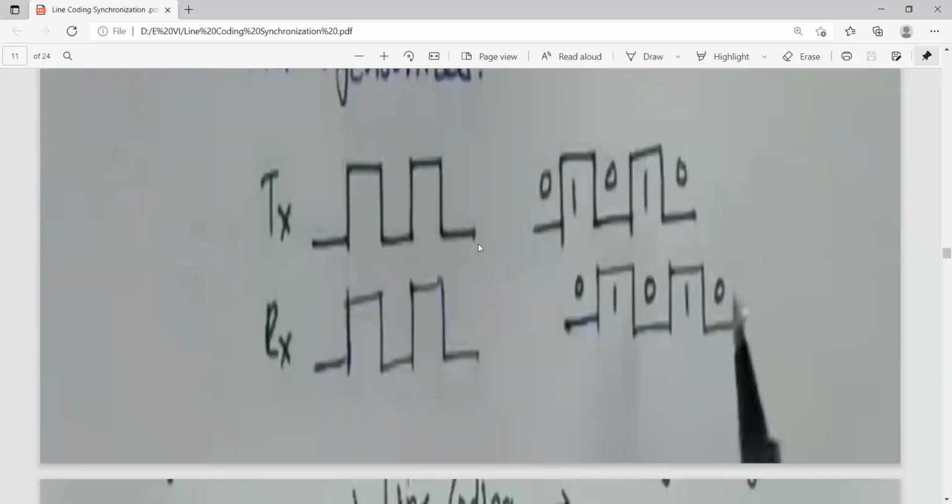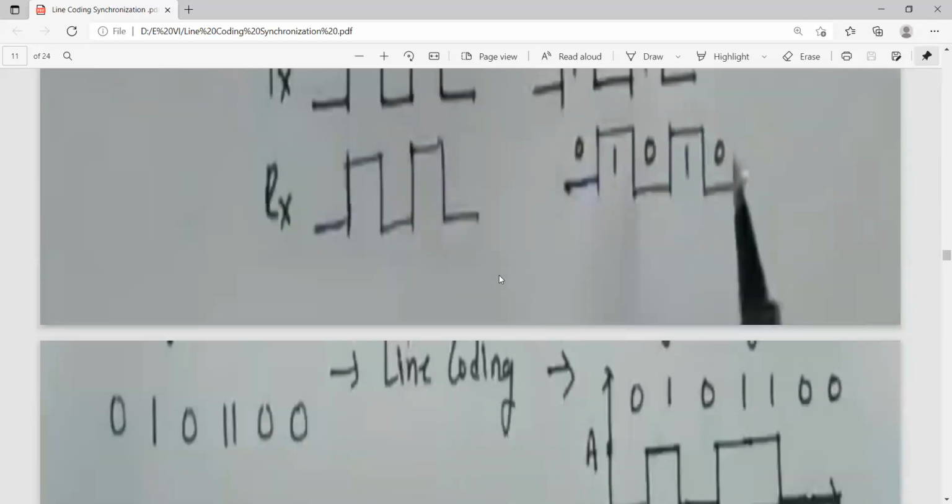So this is the example. Both clock frequencies should be equal. Otherwise, over every clock interval there is some deviation in the clock frequency, so there is a chance of getting errors.